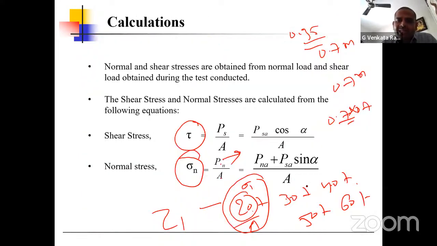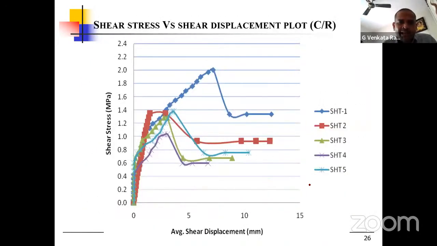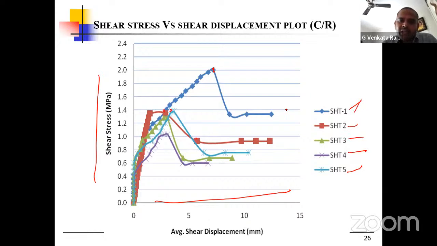Once I have that data in hand, now I can draw the shear displacement on the x-axis and shear stress on the y-axis. These are the peaks for different normal stresses, because the loads are 20 tons, 30 tons, 40 tons, 50 tons, 60 tons. Divided by the area is equal to stress, so I have converted them in terms of stress. These are all the peak values.